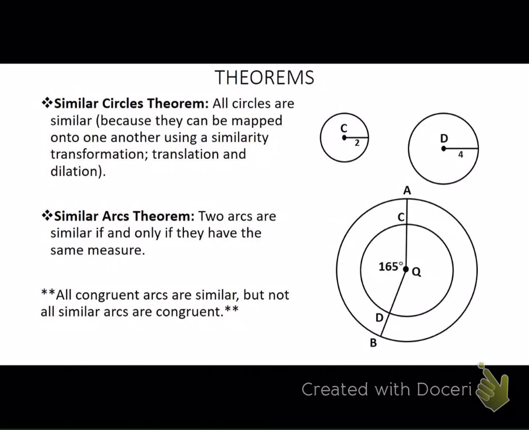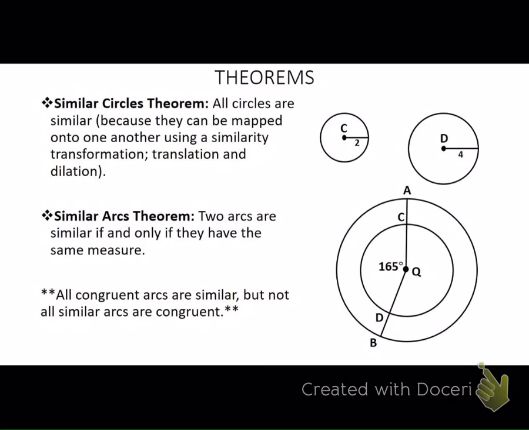Okay, similar circles theorem. All circles are similar because they all are 360 degrees. So no matter what, they are similar, because they can be mapped onto each other using a similarity transformation. You can multiply by anything to make circles the same.